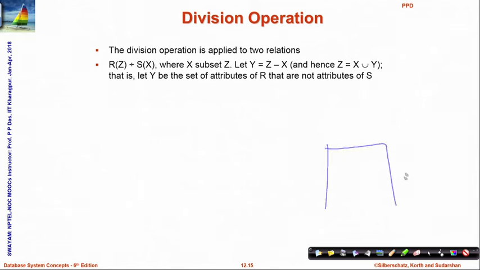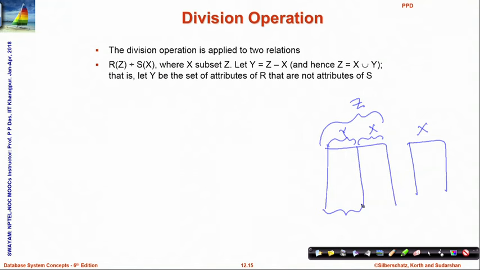So, this is what we have: this is my x set of attributes, this is where x occurs, this difference is y, and this whole set is z. Now, in the output we want a relation having only the y attributes, such that for every tuple in that relation, if I consider all the tuples of S, then their cross product must be a part of R.